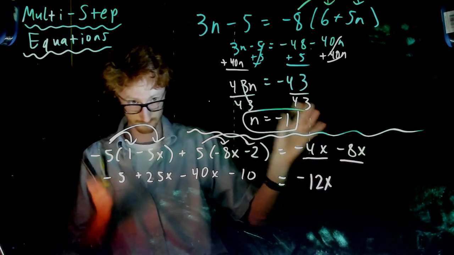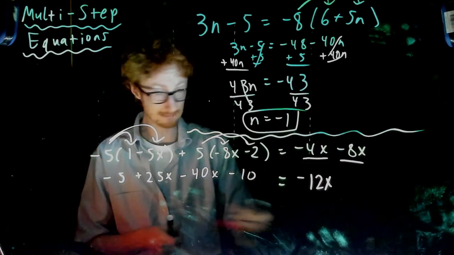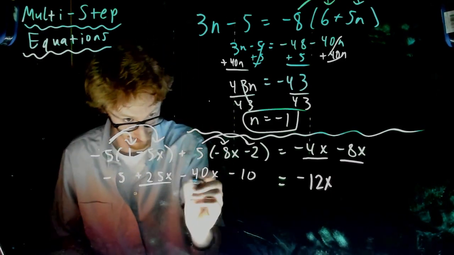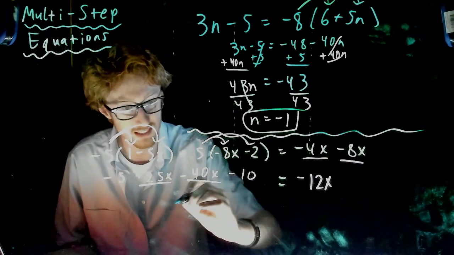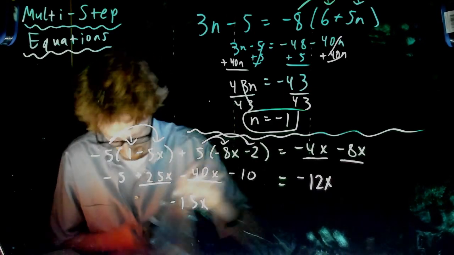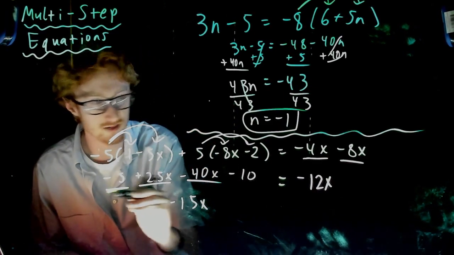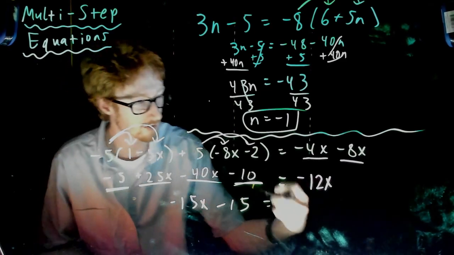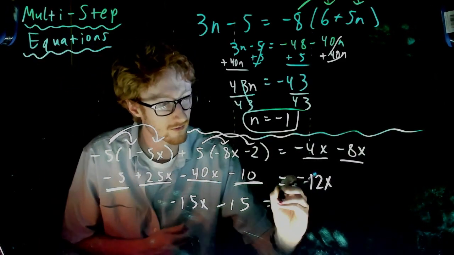All right. Now, what else do we got to do? Well, looking at the left side, now I've got like terms on the left side too. So let's take care of that. 25 minus 40, that's negative 15x. And then we have negative 5 and negative 10, that's negative 15, equals negative 12x. We're almost there. Thank goodness, right?